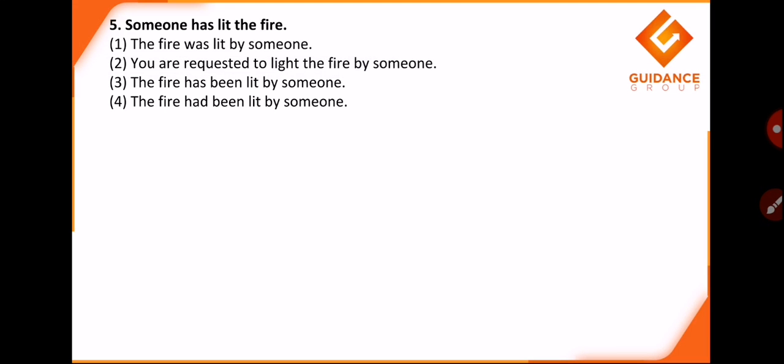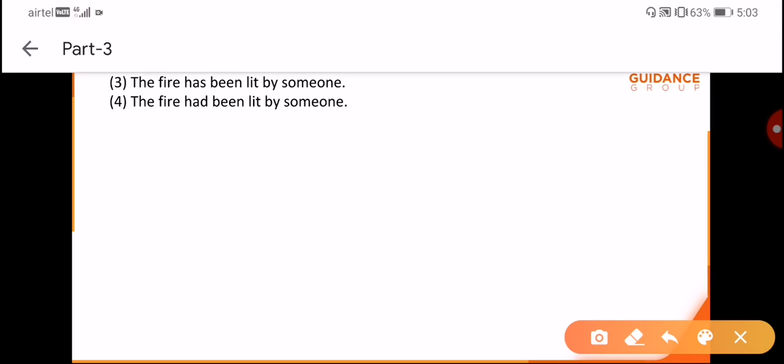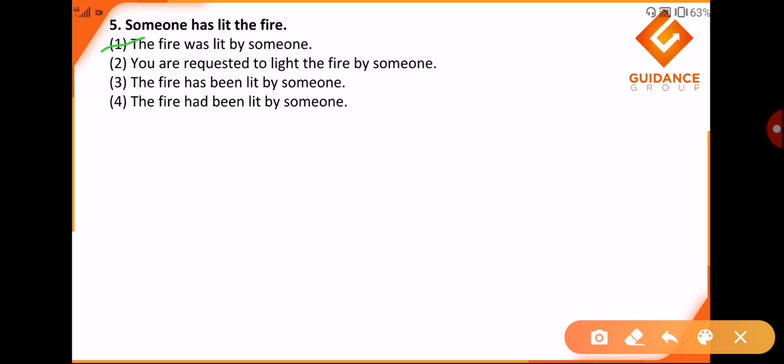Someone has lit the fire. Okay. The fire was lit by someone. Option number 1. Okay. It is as simple as that. Nothing more to worry and nothing more to think about. Okay. Was. Sorry, even I made a mistake. Was will not come. First is not the answer. Because of was, the tense will not change. The first is not the answer. You are requested, again, wrong. The fire has been lit by someone. The fire had been lit by someone. Now has. If you see the first lecture, has changes to has been. Hence I would say the fire has been lit by someone. Option number 3.